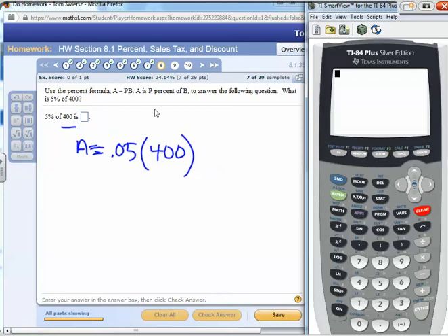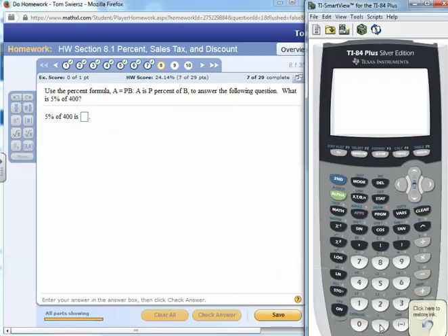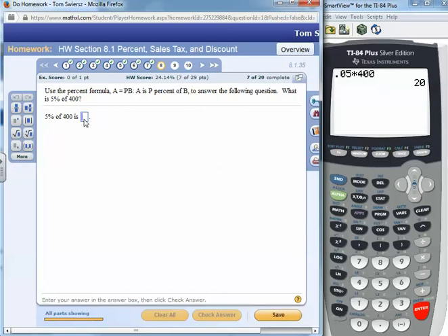So in this case, the amount is the percent as a decimal, 0.05, times 400. So we'll go ahead and do that on our calculator. 0.05 times 400, and we get 20.